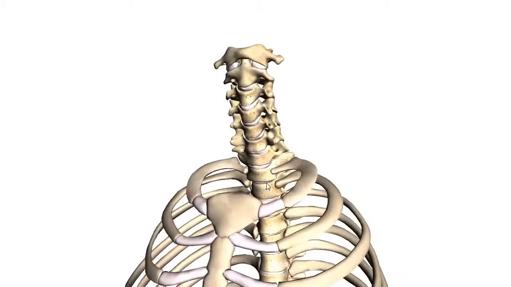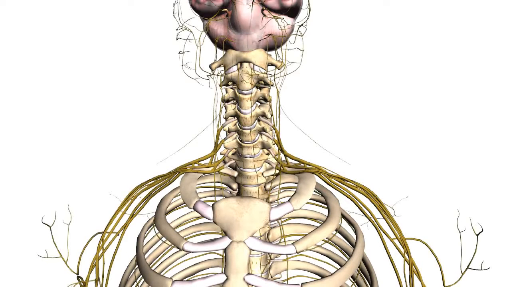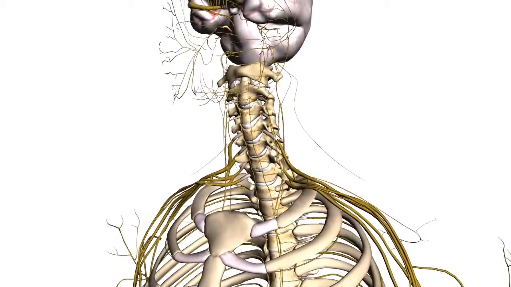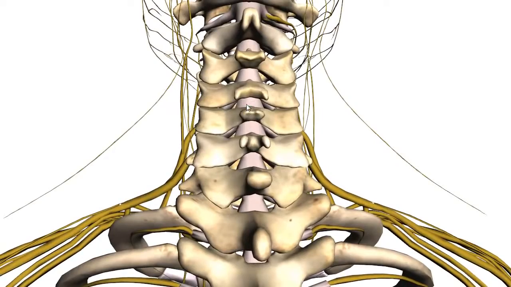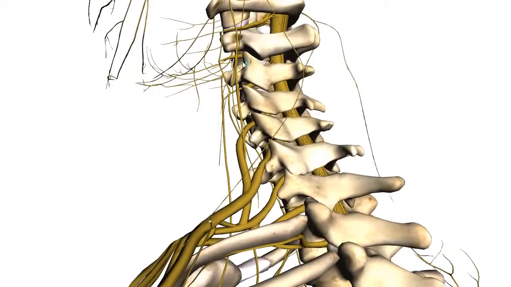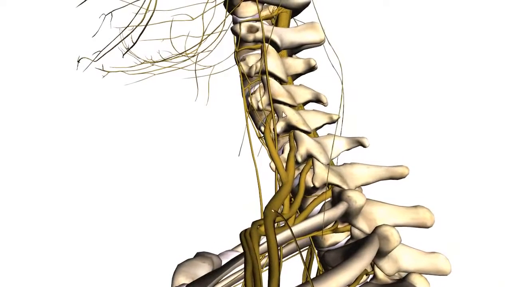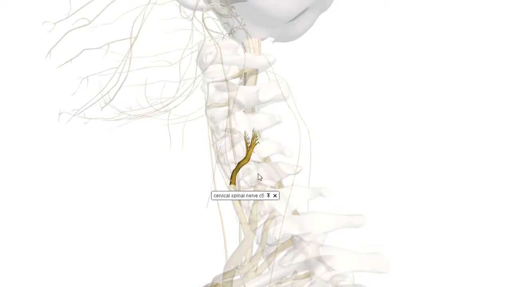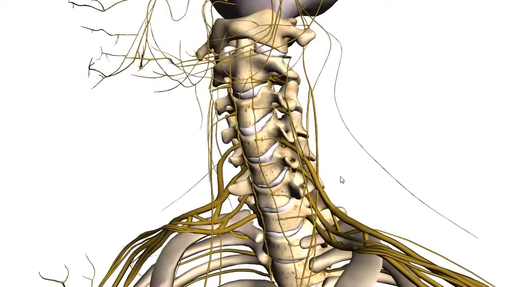So I'll just bring in some nervous tissue just so I can show you where they emerge. So look round up to the back. So you can see how they emerge from in between each vertebra. So if I just click on this one here, you can see that that is cervical spinal nerve C5. So it's important to know about these spinal nerves when you're talking about myotomes and dermatomes.